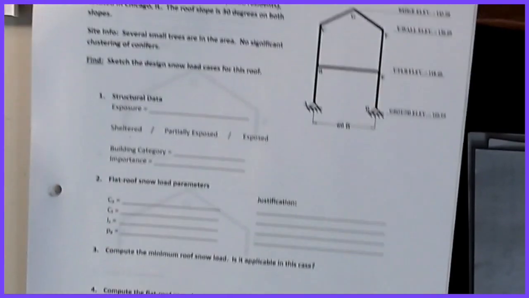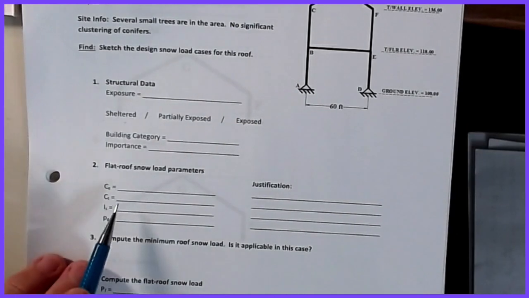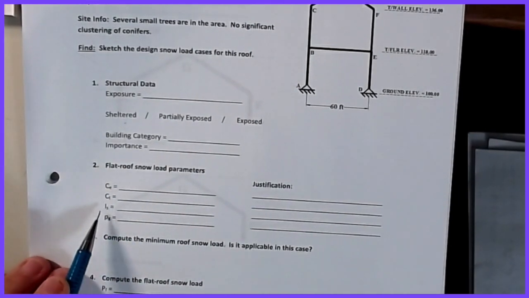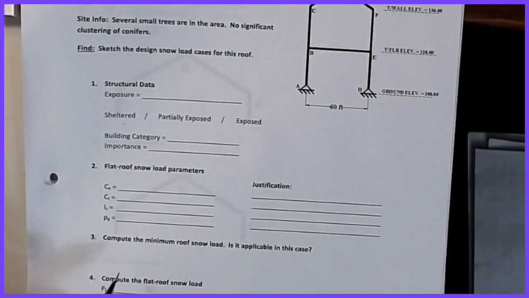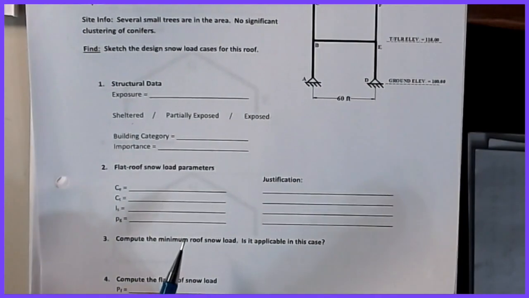Okay, and then once you do that, you've got all your structural data and your environmental data. Now we can come in and actually do the computations. Just like you did before, you're going to find CE, CT, IS, and PG. You're going to compute the minimum roof load, that's the minimum value. And then you're going to calculate PF, and then you can take into account the CS scenario that looks something like that.